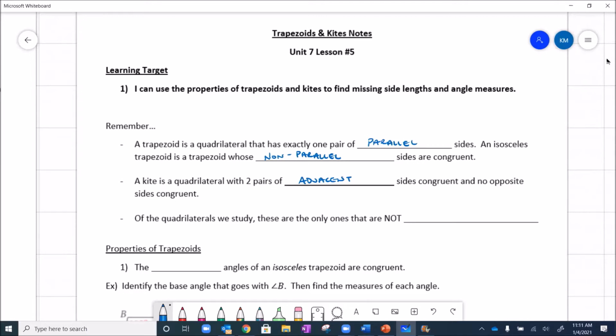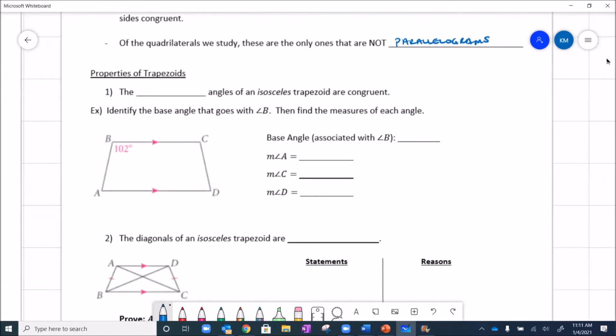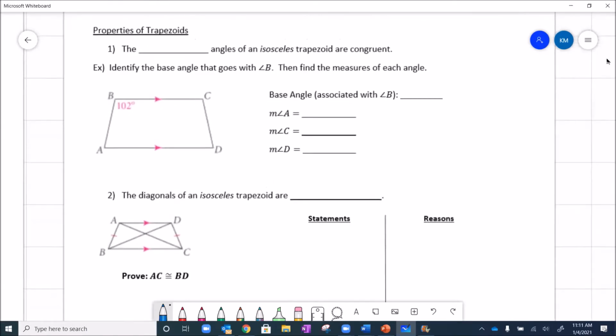And then of the quadrilaterals we study, these are the only ones that are not parallelograms. Okay, so all the properties of parallelograms, none of those properties transfer to these figures. Okay, so let's talk about the properties of these figures.